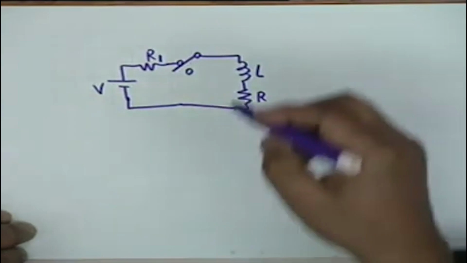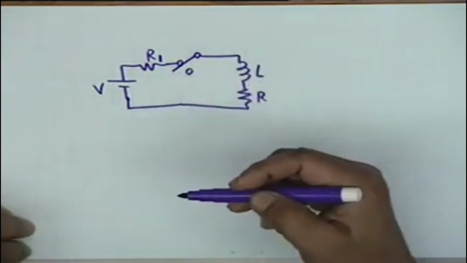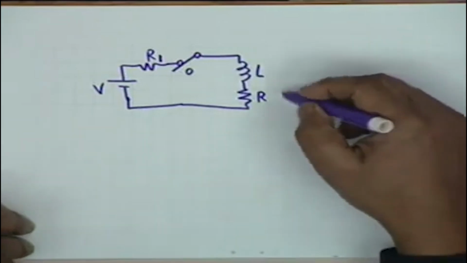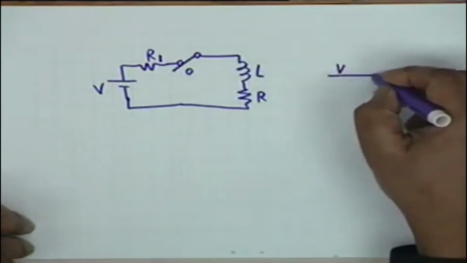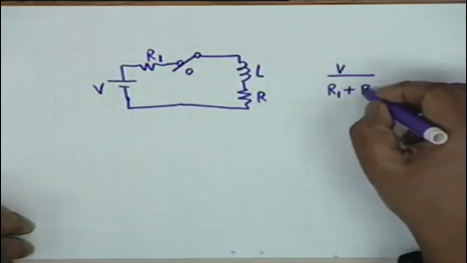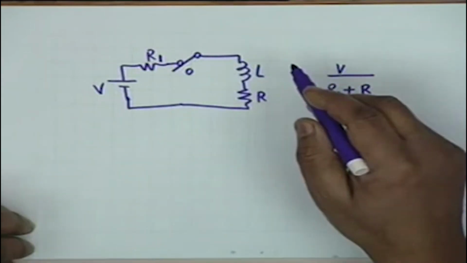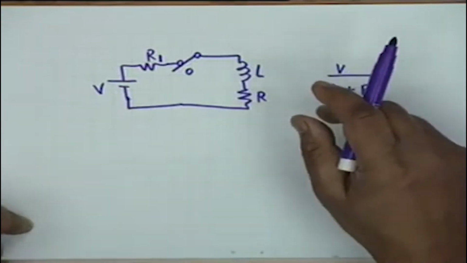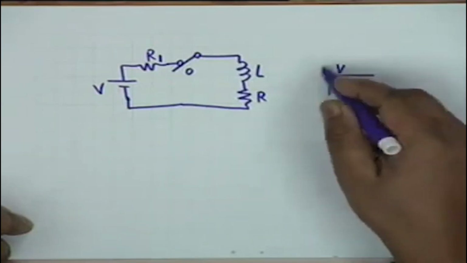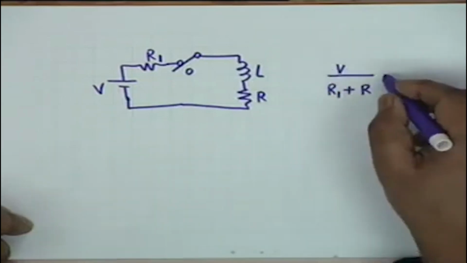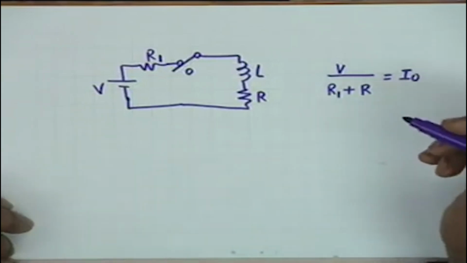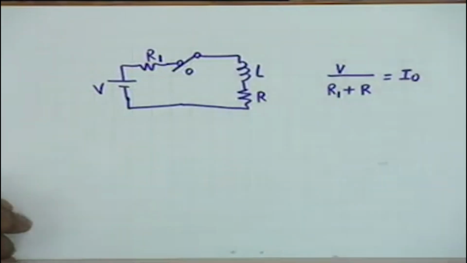All right, the switch is left in this position for a very long time, so that the current that passes through this circuit would be given by V by R1 plus R. The inductance is not effective in dropping a voltage when the current is steady. So in the steady state, the current in the circuit shall be given by V by R1 plus R, and let's call this as I0.